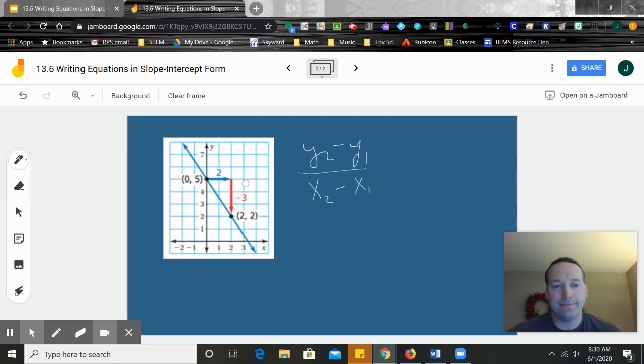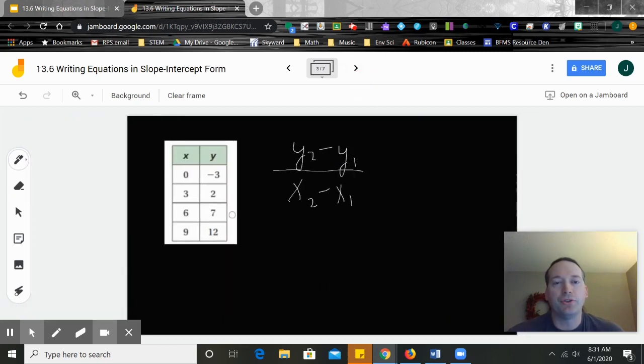Now, let's say you forgot that in the moment and you just want to do it the other way, which is y2 minus y1 over x2 minus x1 to find the slope like we did in 13.2. So y2 minus y1 is 2 minus 5, and then x2 minus x1 is 2 minus 0. So that equals negative 3 over 2. Oh my goodness, that's what we had over there before. So y equals negative 3 halves x, and it still goes through 5, so plus 5.